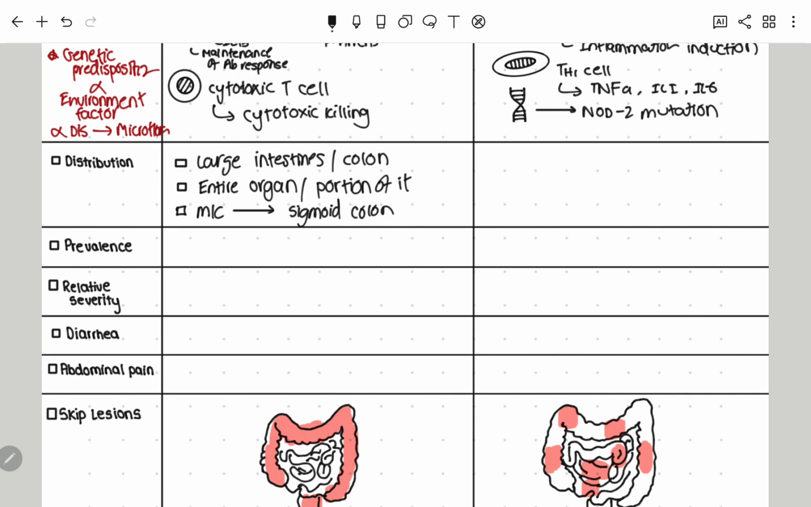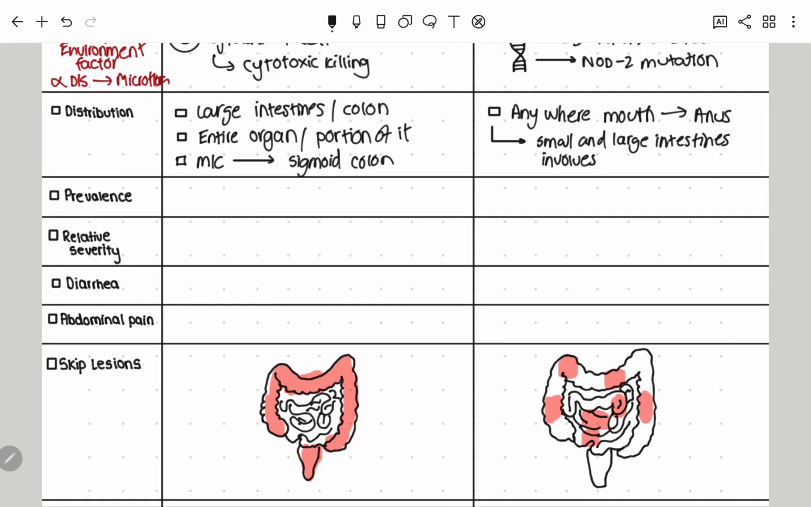Compared to ulcerative colitis, Crohn's disease can occur in any part of the GIT, so literally anywhere from the mouth to the anus. Thus, a differentiating factor from ulcerative colitis is that both the small and the large intestines are involved in Crohn's disease, as compared to just the large intestine or the colon being involved in ulcerative colitis.